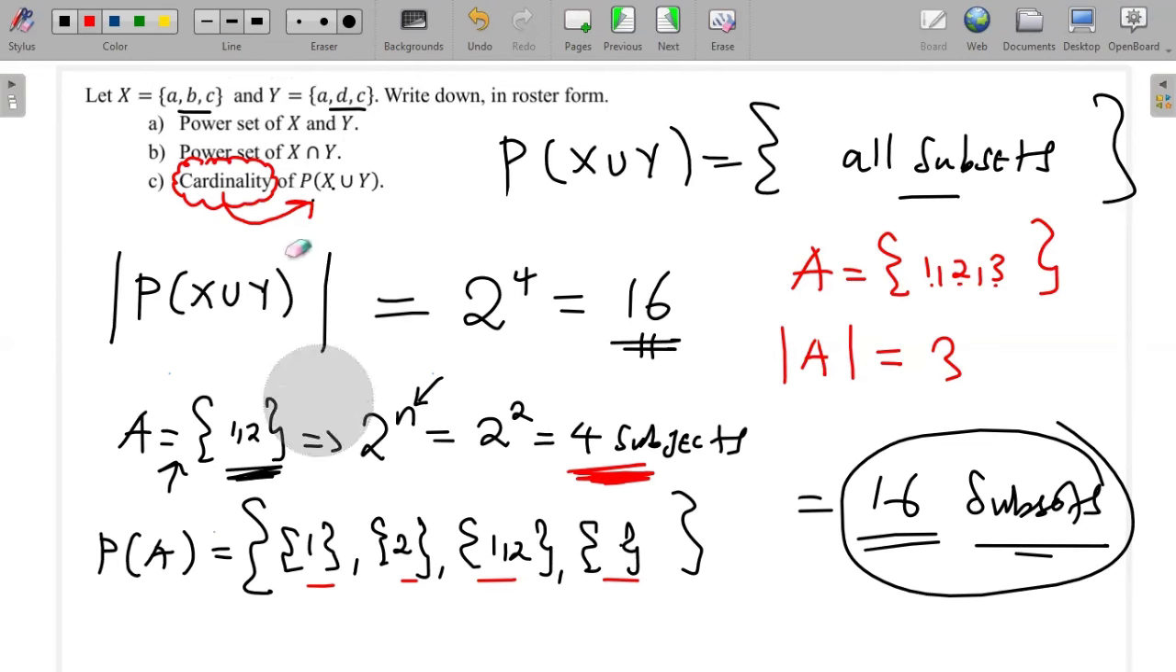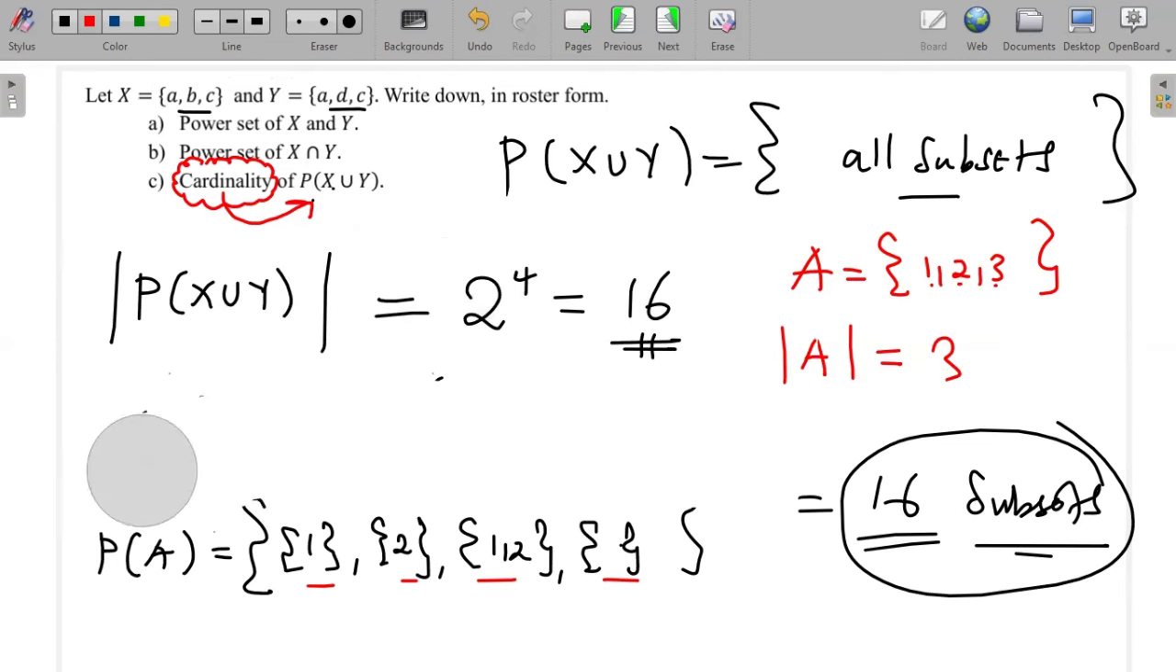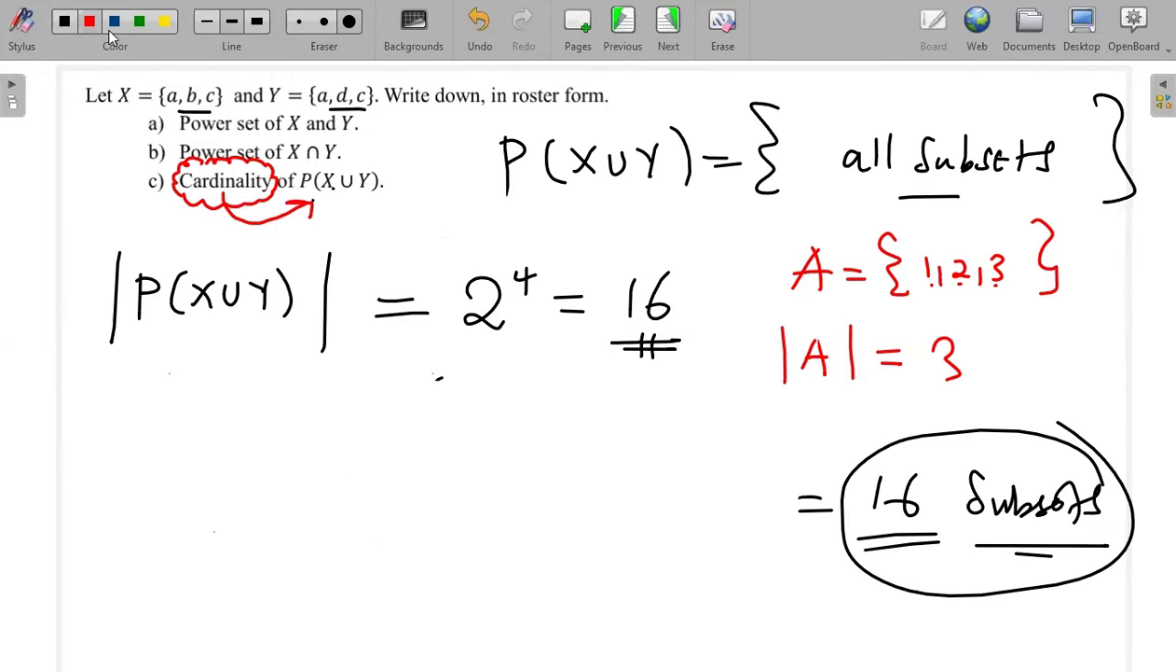So now on the other one there, they're saying find the cardinality of the power set of X union Y. So you first find X union Y. What is X union Y? We are unionizing or combining this set here and this set without repeating anything. So that would be A, B, C, and then D. This is the union, okay? So I want to find the cardinality of the power set of this.